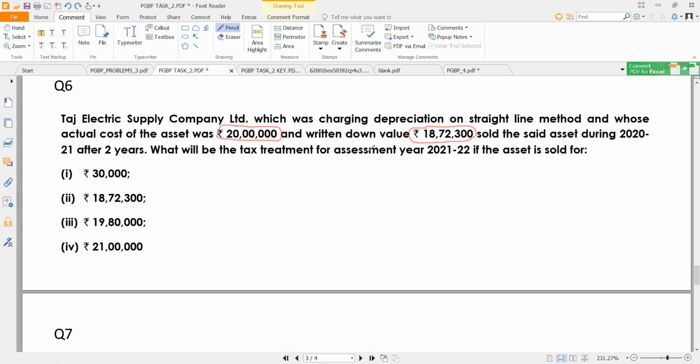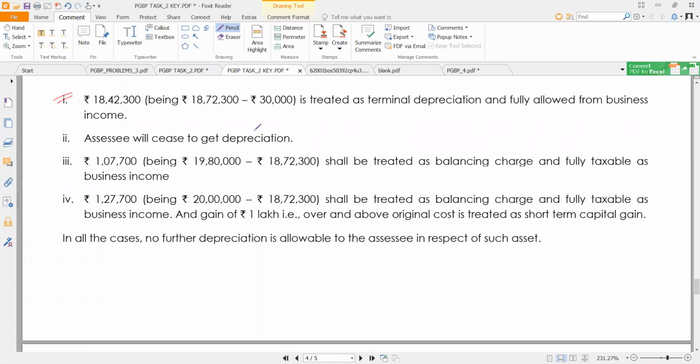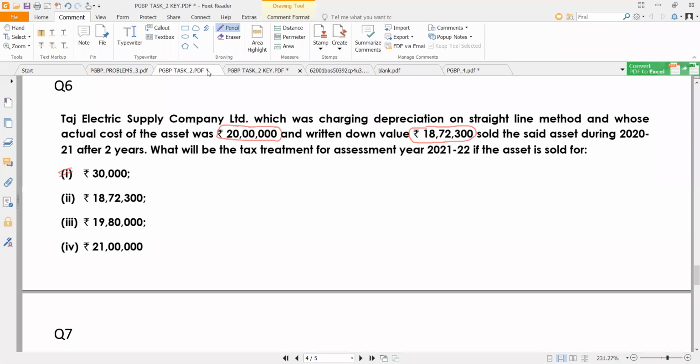Already how much provided and all. So what will be the tax treatment if that is sold for 30,000? So 18,72,300 minus 30,000 is a loss. That will be treated as terminal depreciation. How much is that? That is 18,42,300. That's all. Terminal depreciation will come.